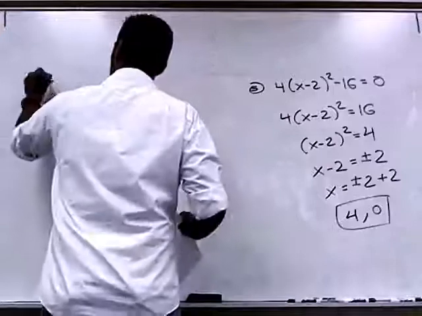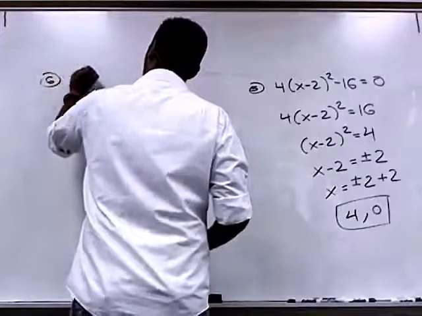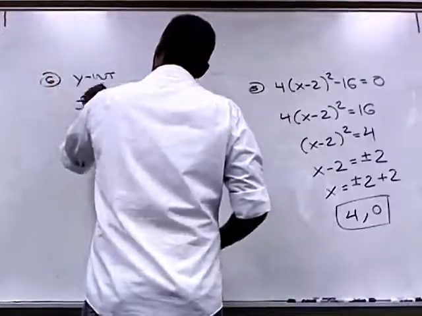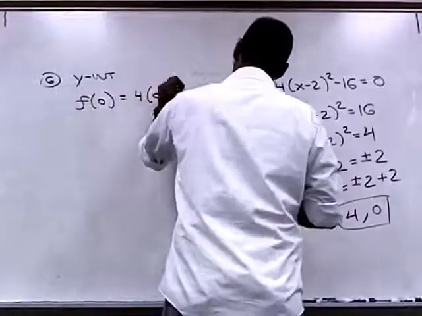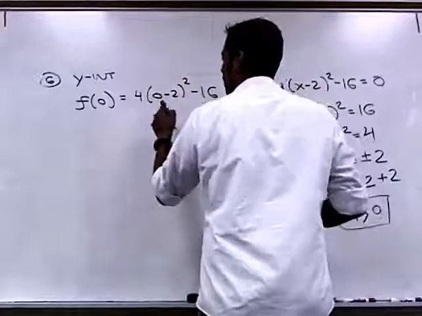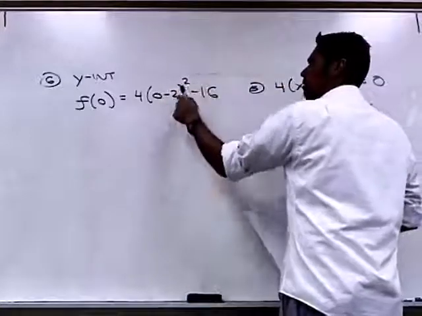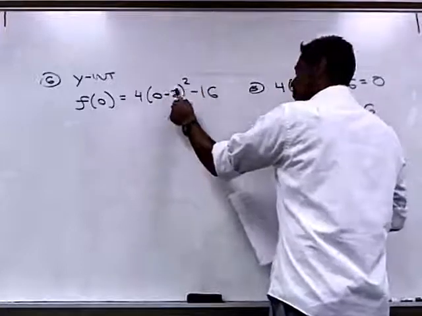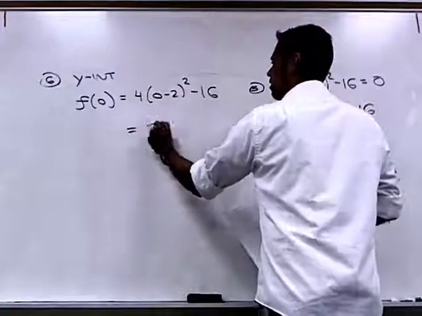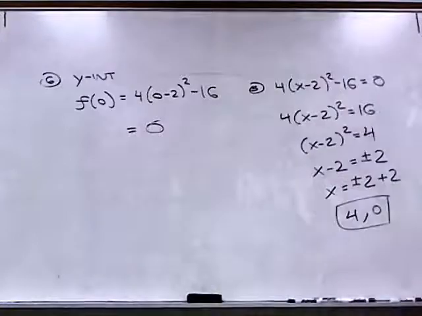Y-intercept, plug 0 in, is 4 times 0 minus 2 squared minus 16. Negative 2 squared is 4. Is that right? Negative 2 squared is 4. 4 times 4, so we get 0, don't we? 0, not 6.